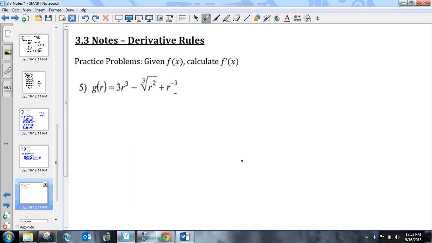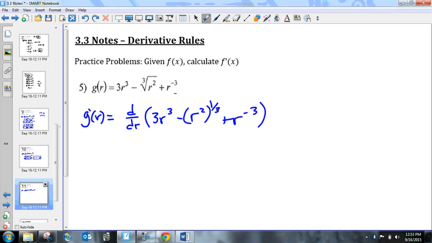All right, let's take a look at number 5. Oh, dear Lord. This I don't have a rule for, all right? So if I find g prime of r, then that means that I'm taking the derivative with respect to r of 3r cubed. Now let me rewrite this so I have an exponent. This is minus r squared to the 1/3 power, plus r to the -3. So now I can multiply my exponents here, and so I get d/dr of 3r cubed minus r to the 2/3 power plus r to the -3.